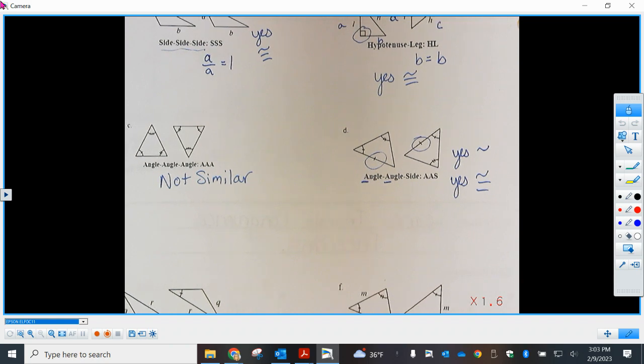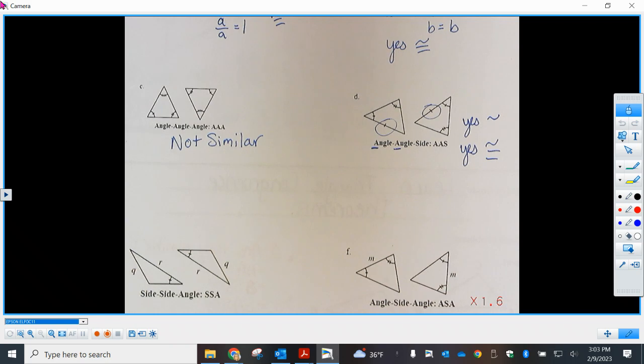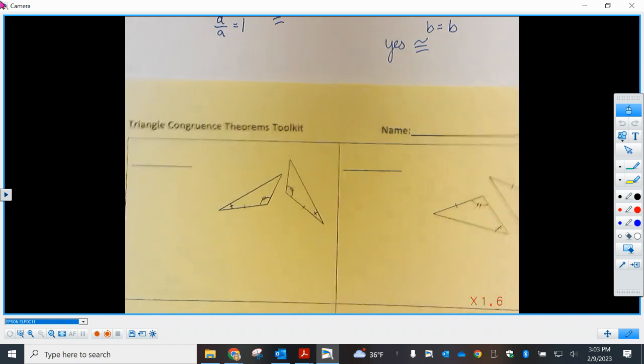Okay, if you want to try out the last two and see if you can reason through them, go ahead. But we're going to now go into our yellow sheet that you should get from the front if you haven't gotten it yet. Otherwise, we are going to fill this in together.